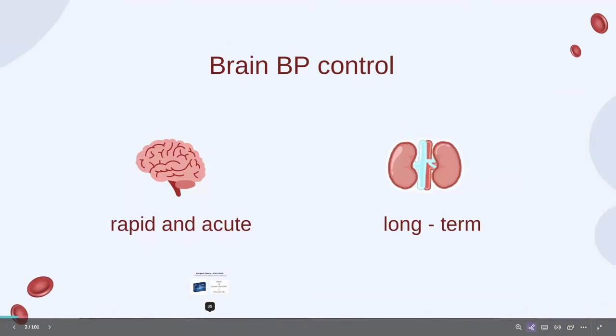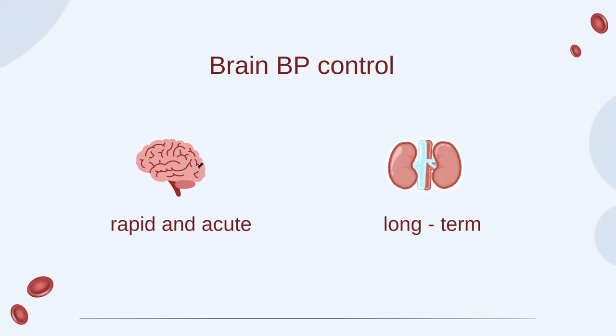Okay, so the brain is primarily involved in changing the blood pressure. And if it's just the brain, the response is going to be rapid and acute. It's going to take seconds. However, if the kidneys are involved in blood pressure control, it's going to be long term because, of course, you have all these hormones, endocrine factors. Those are going to take a long time. So the kidneys are involved in long-term BP control.